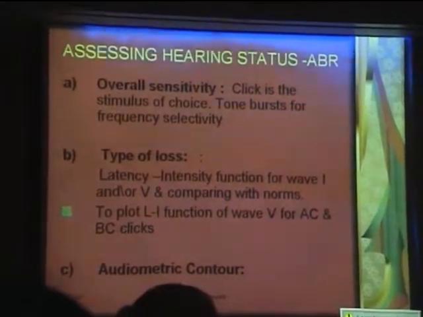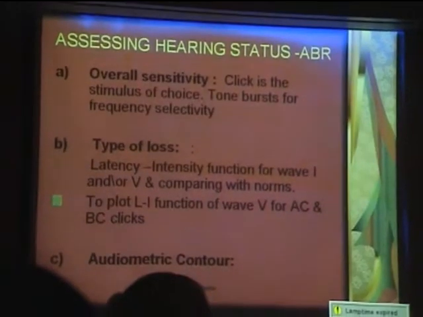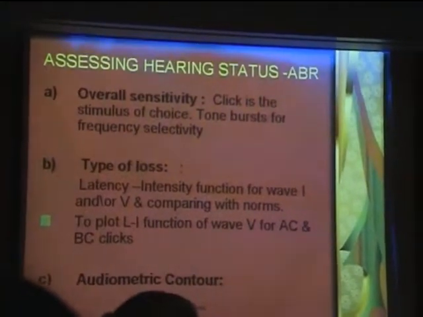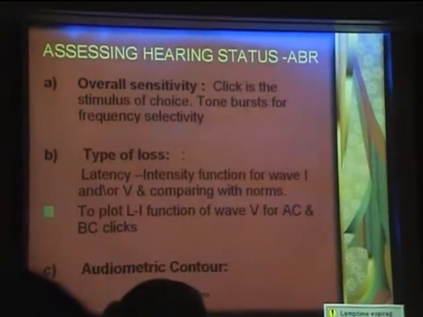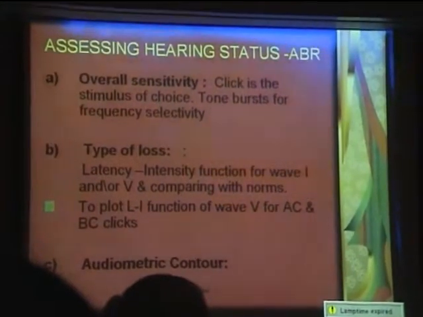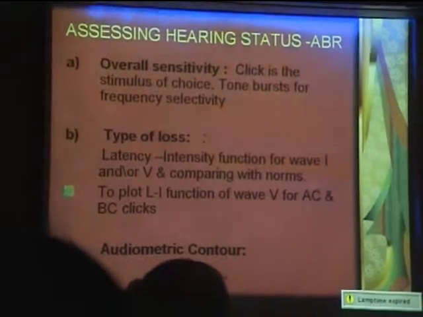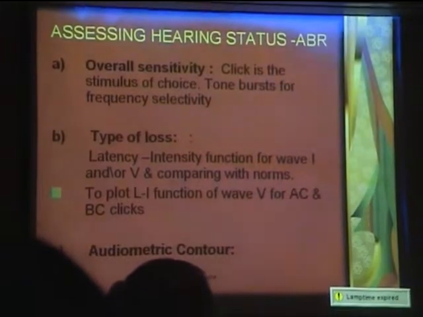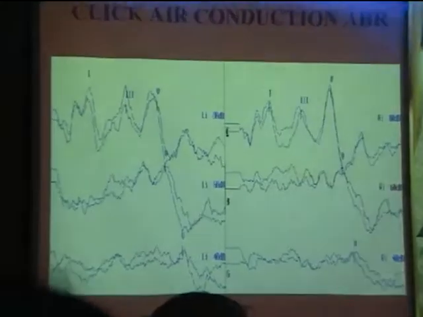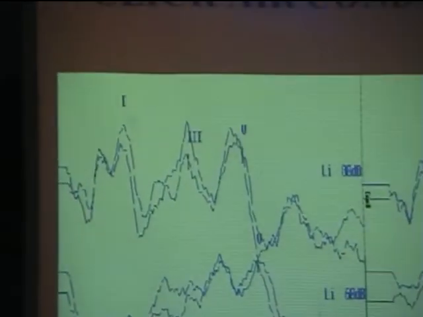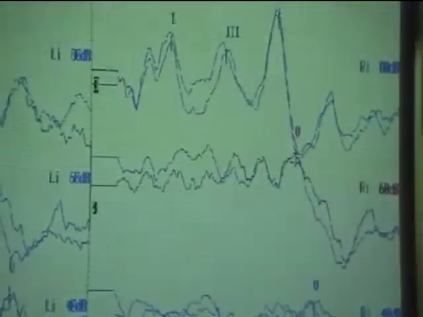Using the ABR is mainly for 3 purposes: to know the overall sensitivity, for which click is the stimulus of choice, and for knowing the type of loss, wherein we can use both the latency intensity function as well as bone conduction ABR. What we are many times using is the latency intensity function. I will show this later on. This is an example of a typical click air conduction ABR, wherein we can see wave V being traced at different intensities.